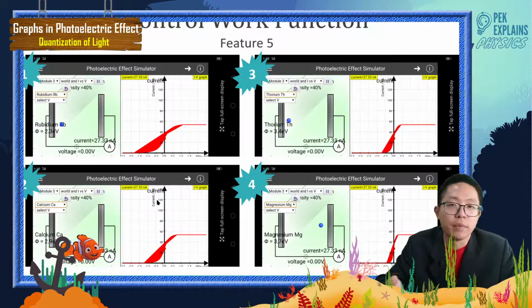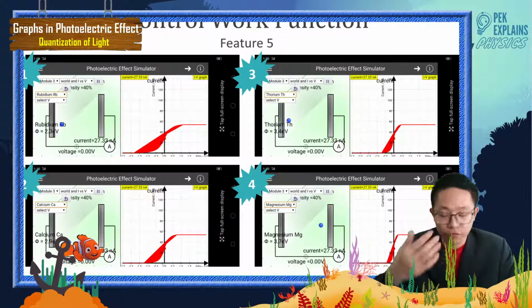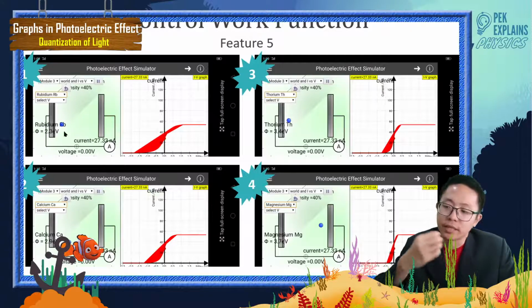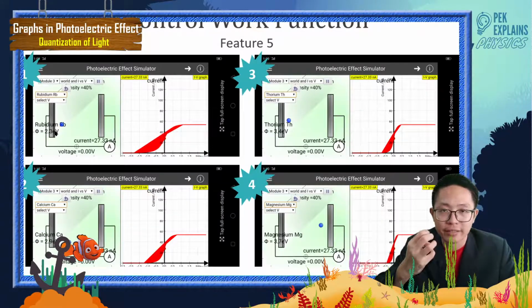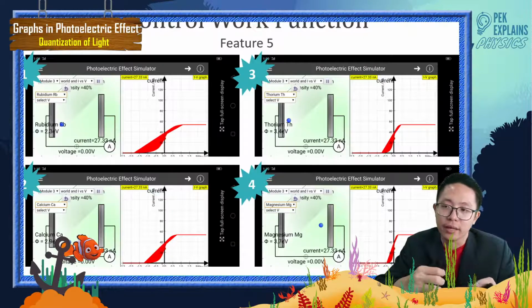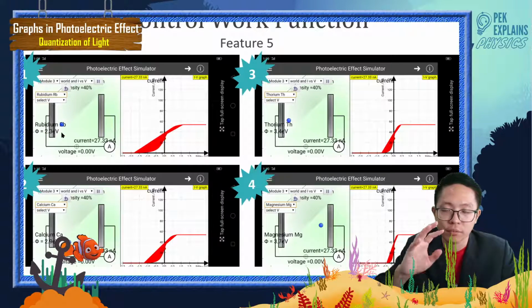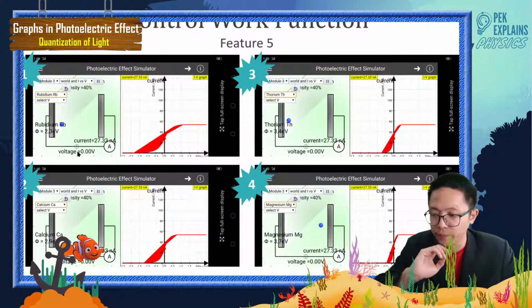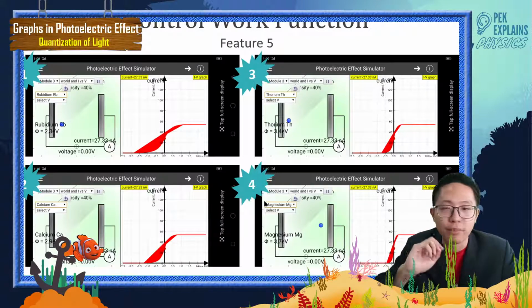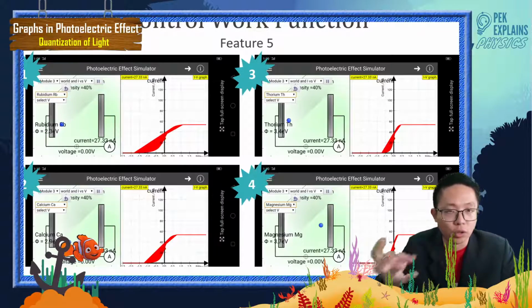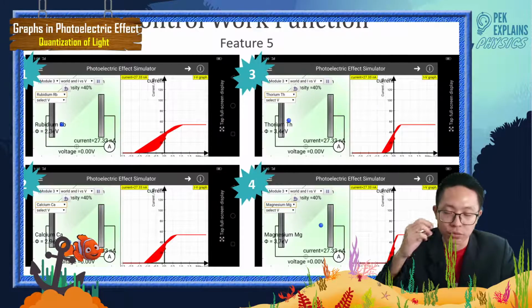Different metal has different binding energy, different work function, different threshold frequency, different threshold wavelength. Some bind the electron very hard. Some bind the electron loosely. Mostly very reactive metal has low binding energy. But very inert metal like gold has very high binding energy. Very hard to eject the electron.